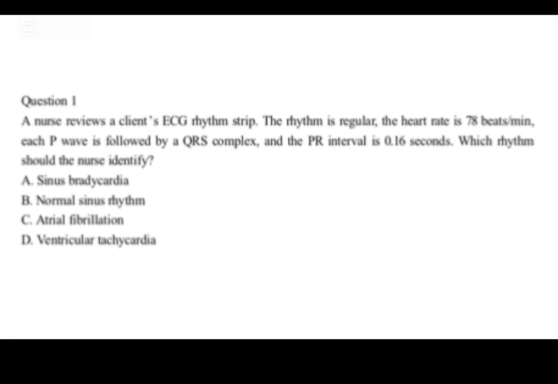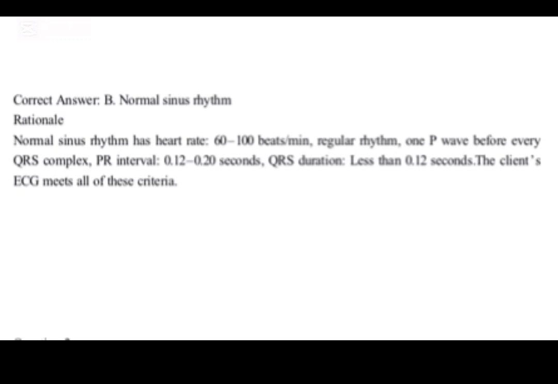A. Sinus bradycardia. B. Normal sinus rhythm. C. Atrial fibrillation. D. Ventricular tachycardia. Correct answer, B. Normal sinus rhythm. Rationale. Normal sinus rhythm has heart rate 60 to 100 beats/min, regular rhythm, 1 P wave before every QRS complex, PR interval 0.12 to 0.20 seconds, QRS duration less than 0.12 seconds. The client's ECG meets all of these criteria.